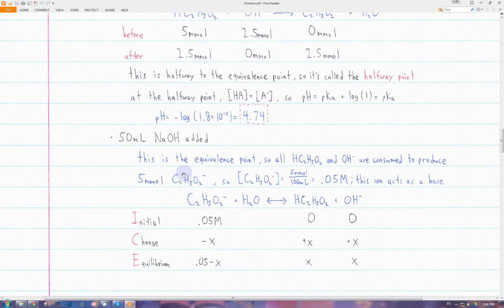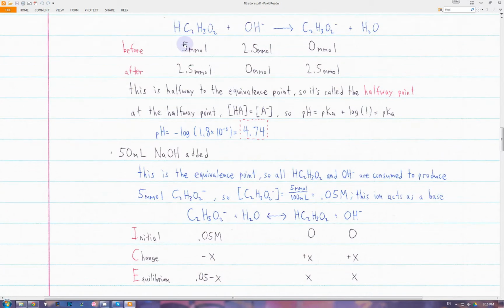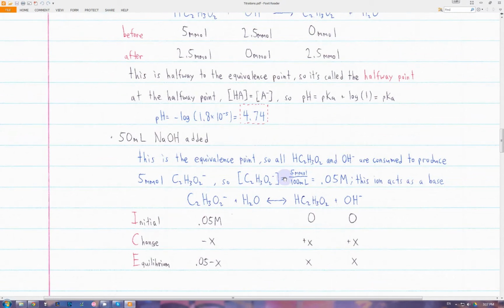So now let's look at the equivalence point at 50 milliliters added. All the acetic acid will react with the hydroxide, and none of it will be left. So 5 millimoles of these two were consumed, and 5 millimoles of the acetate ion were produced. The concentration of the acetate ion after this reaction will be 5 millimoles over 100 milliliters, the total volume. And so now we do the equilibrium problem.